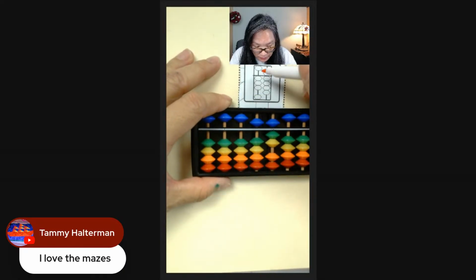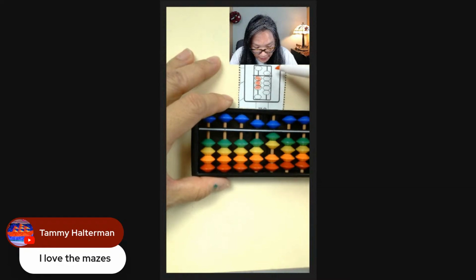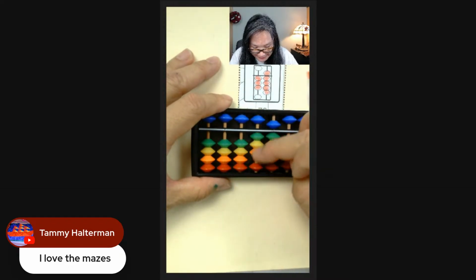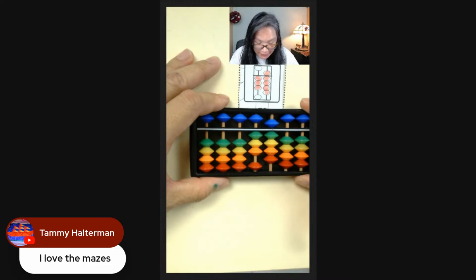So now we have this number. We have our tens, and then we have our ones. I have my dog that likes to go downstairs, and you're going to hear my dog. So we have this number. So what number do we have? We have our tens and we have our ones.